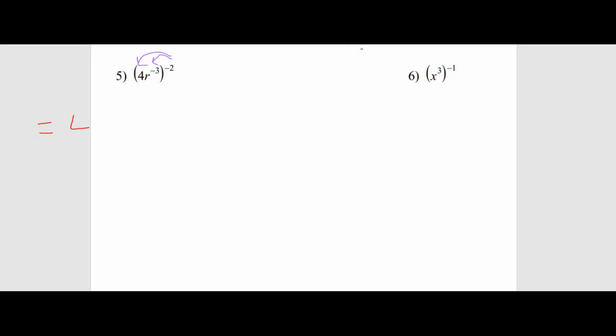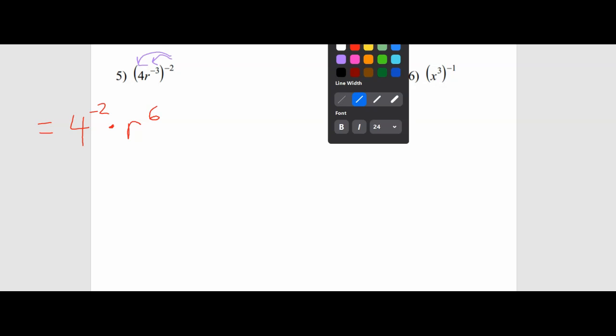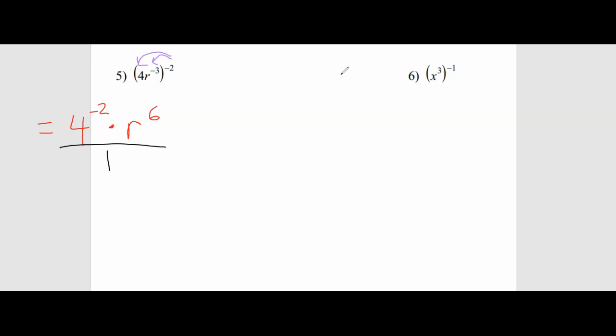So that's going to give me 4 to the power of -2 times r, and remember, when we have a power to a power, I multiply the exponents. So -2 times -3 gives me +6. Well, let's put that over 1.